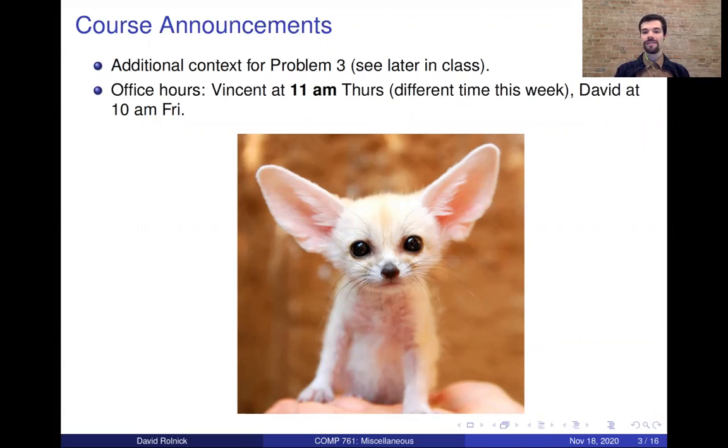This is a baby fennec fox, which is a fox found in the desert of, I think, the Sahara. Are there questions?